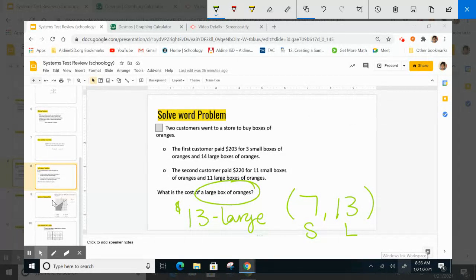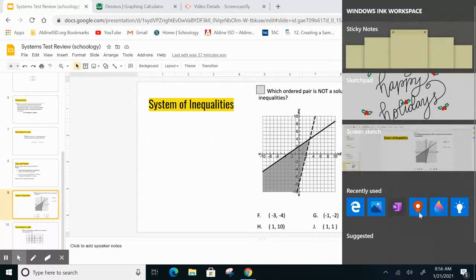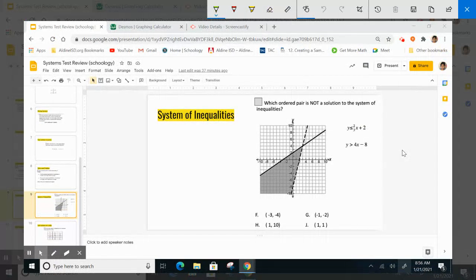All right, we're going to take a look at a system of inequalities next. For this one, it says which is not a solution. Remember that in an inequality, we're looking for the part that is shaded. So anything in the shaded area is a solution, but we want to know which one is not. So we're going to have to plot all of these and see which one is not in the shaded area.